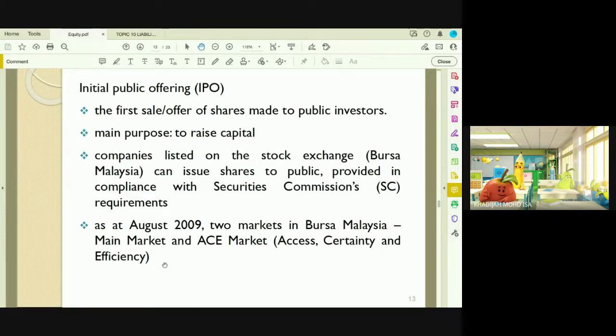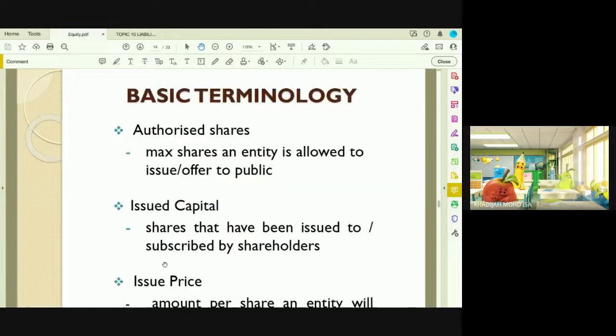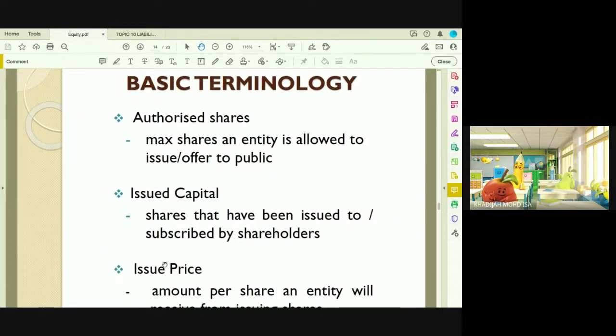As of August 2009, there are two markets in Malaysia. We have the main market and the ACE market, right? Assess certainty and efficiency. All right, so these are some of the basic terminology when you are dealing with shares.